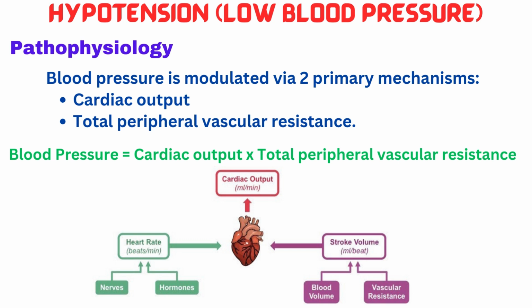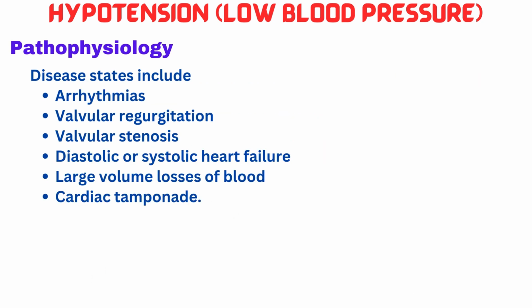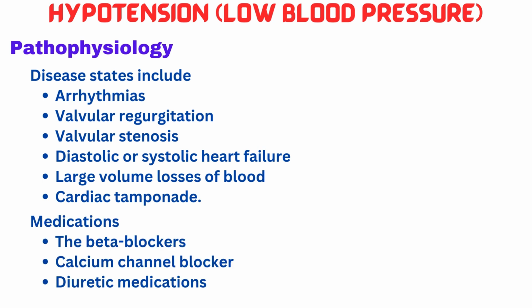Cardiac output is a product of stroke volume and heart rate. Diseases that reduce stroke volume or heart rate will decrease the total cardiac output of the heart, functionally decreasing the ability to generate blood pressure. Disease states include arrhythmia, valvular regurgitation, valvular stenosis, diastolic or systolic heart failure, large volume losses of blood, and cardiac tamponade. Various medications are also capable of inducing hypotension. Most notorious for decreasing heart rate are the beta blockers and calcium channel blockers. Diuretic medications are also possible sources that decrease cardiac stroke volume.